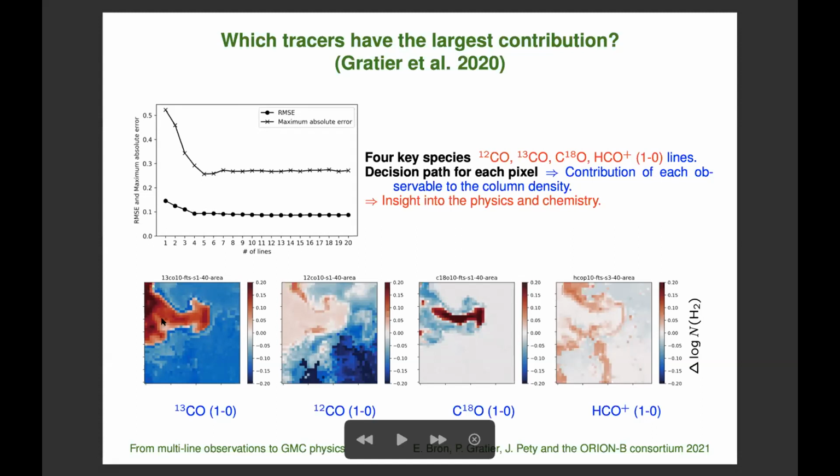It's probably because in the neck of the Horsehead it doesn't contribute, since it's probably very optically thick, so it won't contribute to the column density. But in regions where it becomes thinner, it starts to contribute at the edge. C18O is a very good tracer of the densest part of the pillar here. And HCO+ is a good tracer of the UV illuminated region. You see its contribution is almost nil everywhere, except on the UV illuminated sections of the Horsehead Nebula.